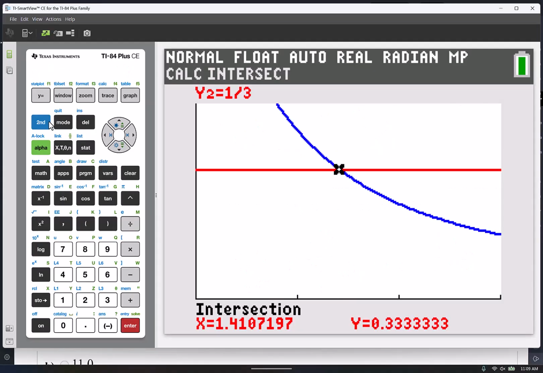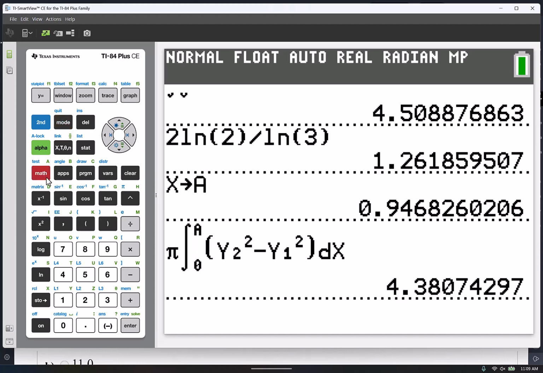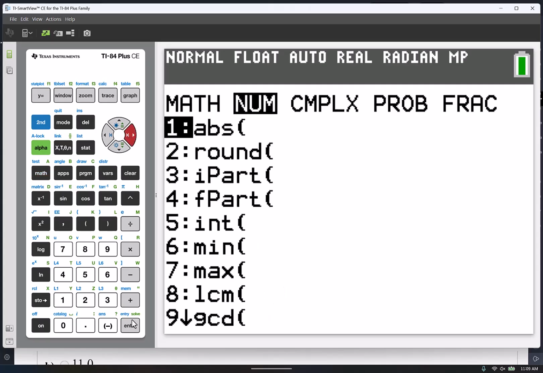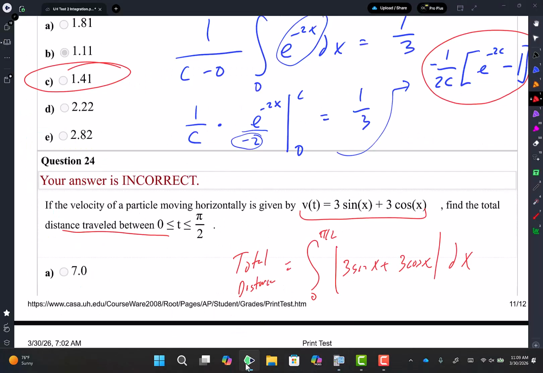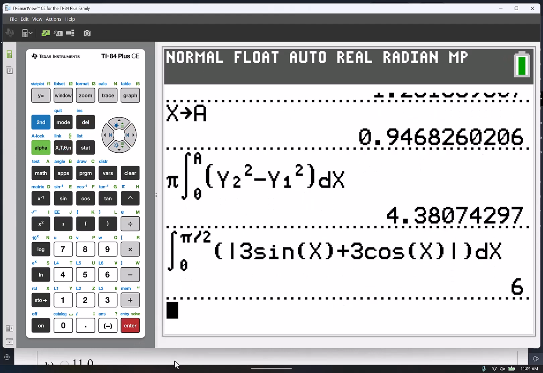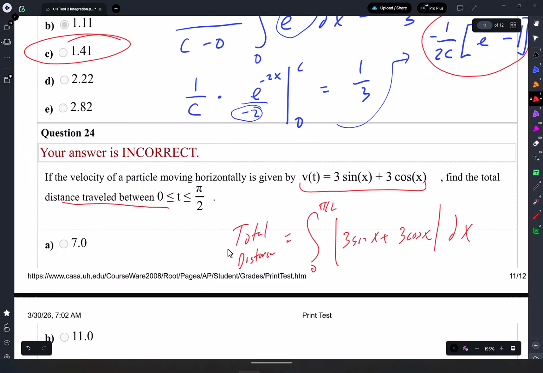Math. 9. I already forgot the integral. From 0 to what? Pi over 2. And ABS, so math number ABS. And then type in 3 sine x plus 3 cosine x. I got a perfect 6. Is that what you guys got?